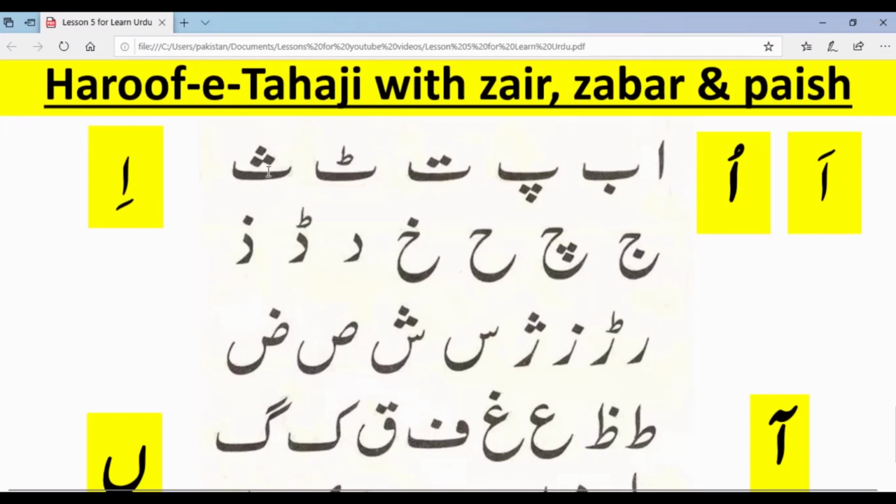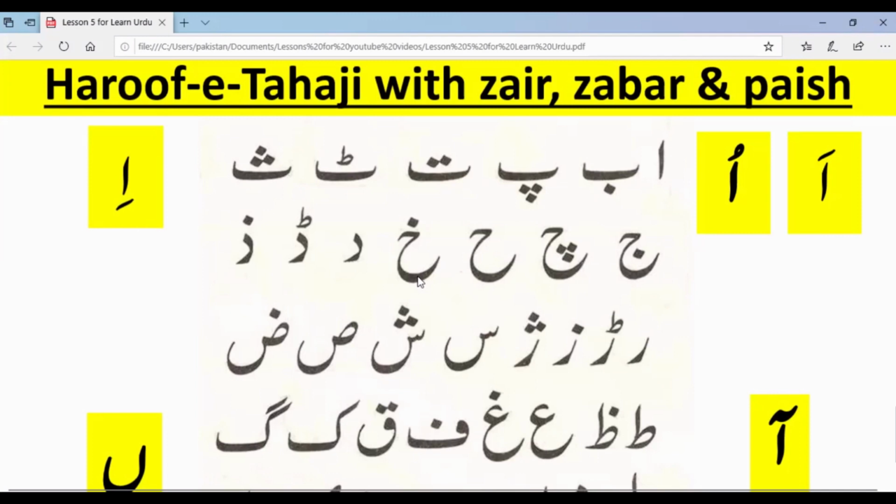Then Se Zabar Sa, Se Pesh Su, Se Zer Si, Sa Su Si. Jim Zabar Ja, Jim Pesh Ju, Jim Zer Ji, Ja Ju Ji. Che Zabar Cha, Che Pesh Chu, Che Zer Chi, Cha Chu Chi. He Zabar Ha, He Pesh Hu, He Zer Hi, Ha Hu Hi.